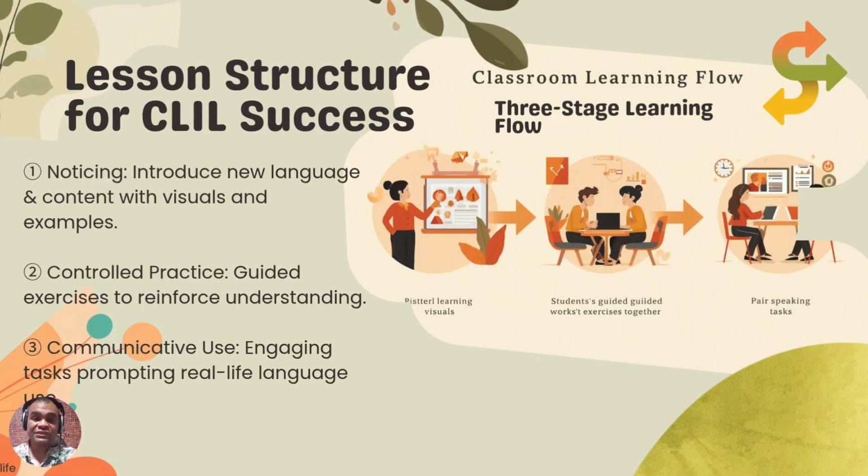A successful CLIL lesson follows a clear three-stage learning flow. It begins with noticing, where we introduce new language and content using visuals and examples. Next is controlled practice, utilizing guided exercises to reinforce understanding. It culminates in communicative use, featuring engaging tasks that prompt real-life language use and independent student output.